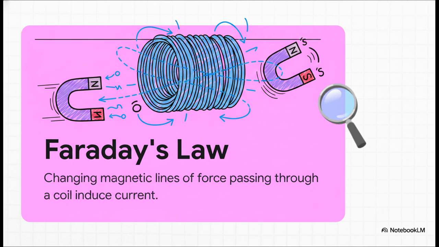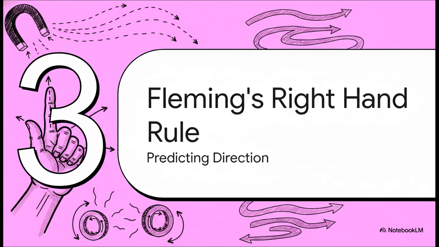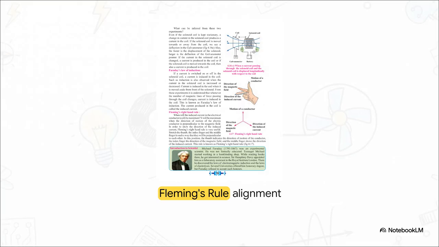Next up is Section 3, Fleming's right-hand rule. Okay, so we've induced a current. Great. But how do we actually predict which way it's going to go? Well, we use a very handy trick, literally.